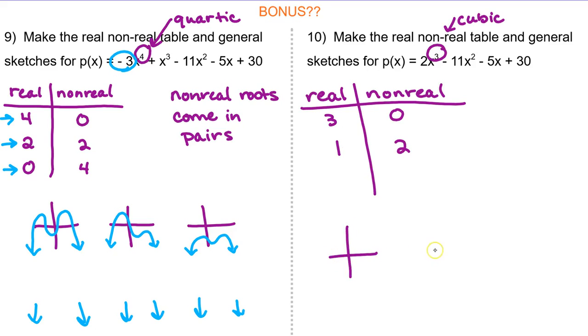And then for the sketches, because you have 2 rows, you're going to have 2 sketches. Because you have a positive number right here, the end behavior is going to be left end down, right end up, just like a line with a positive slope. So if it has 3 real roots, it's going to look something like this. And if it has 1 real root, it's going to look something like this. These are just rough sketches. They're not all going to be exactly like this. By the way, if that leading number was negative, then you would turn these graphs upside down. And on number 9, if that leading number was positive, then you would turn these graphs upside down.